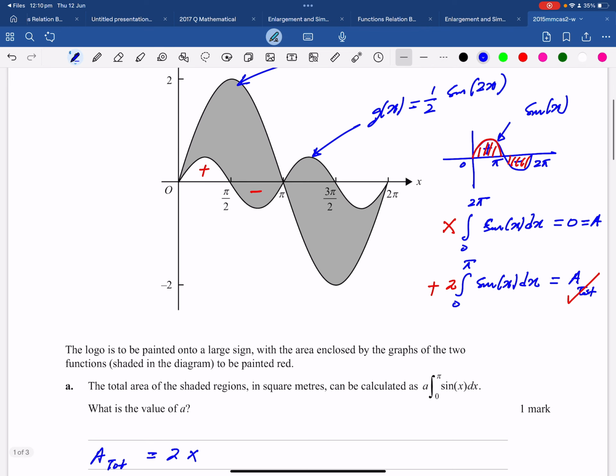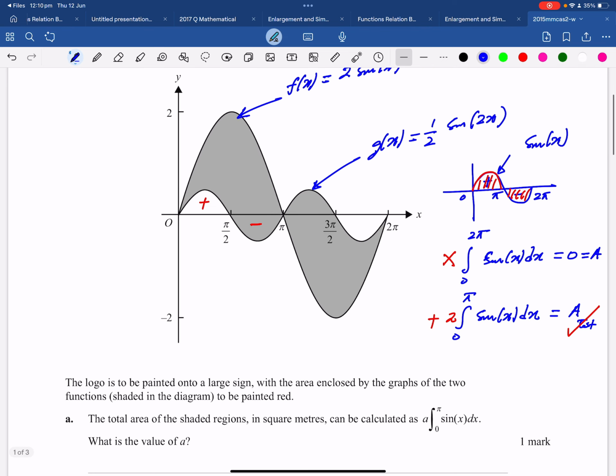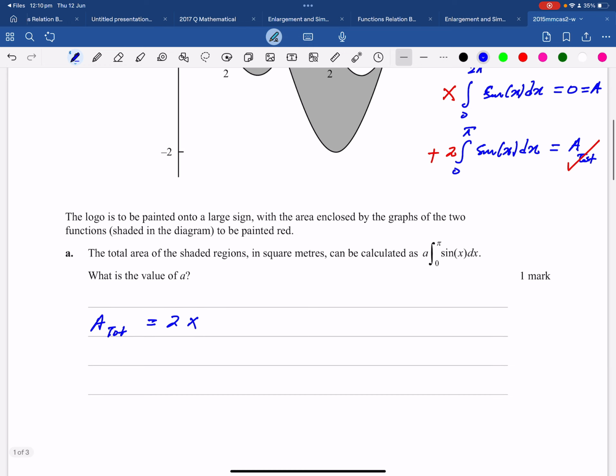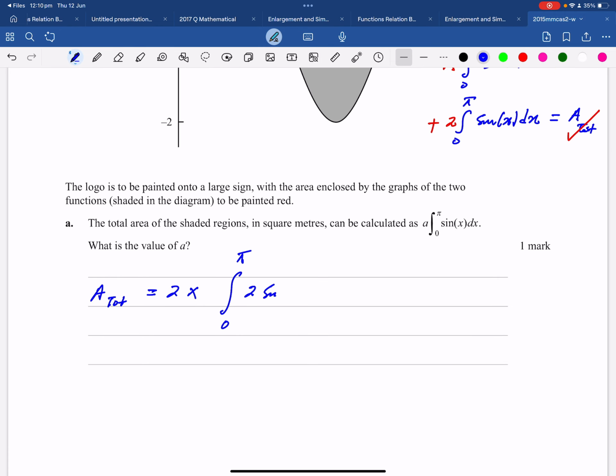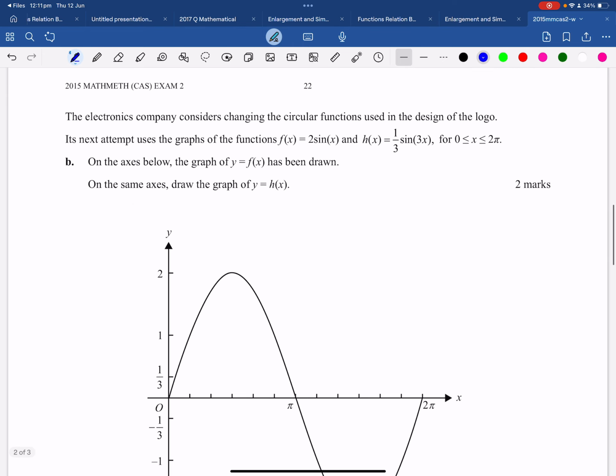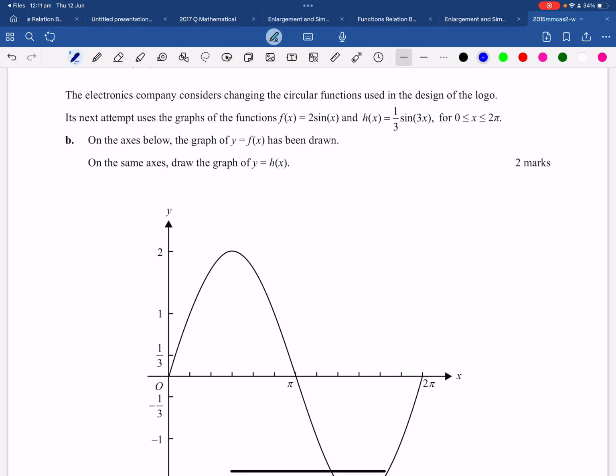Now to find the area of the first section, that would be the integral from 0 to pi of 2 sin x dx. You can take 2 out, so it's going to be 4 times the integral from 0 to pi of sin x dx. That's pretty cool. And if you compare with this one, you can directly understand a is going to be 4.